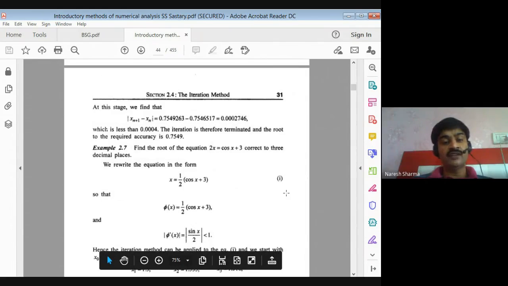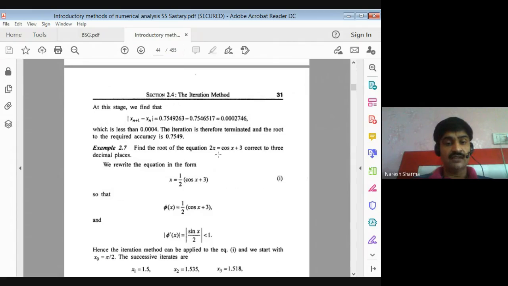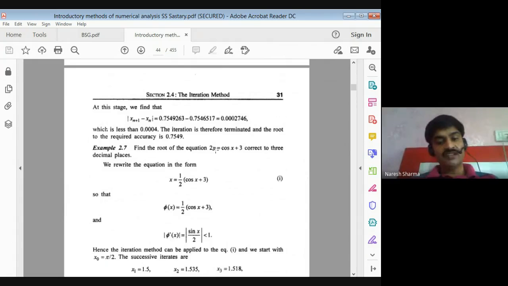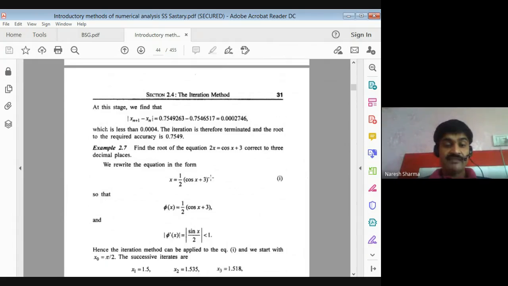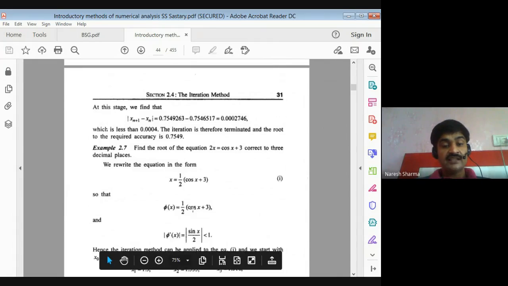The condition is that the modulus of the derivative of your right hand side should be less than 1. So suppose this is your equation: 2x is equal to cos x plus 3. We can rewrite this by dividing to this side. One more form you can say, you can shift this 3 to the left hand side, that is 2x minus 3, and take cos inverse on both sides, then x is equal to cos inverse of 2x minus 3. That is also another form. So you just take the derivative of the right hand side. So the derivative of cos is sin x.